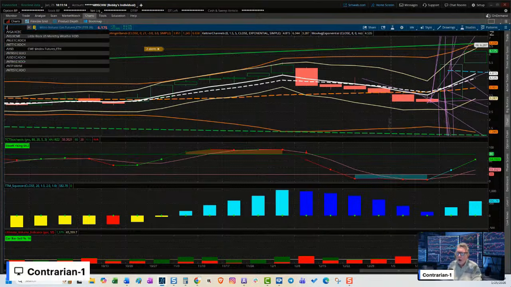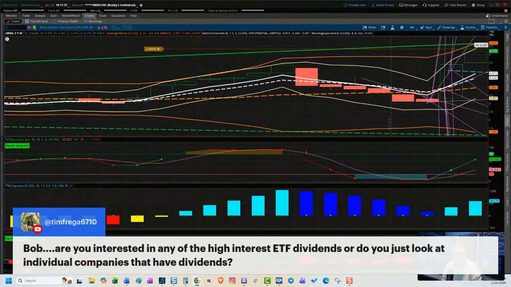And let's move on. Let's say hello to folks coming in here. Bob, are you interested in any high interest ETF dividends, or do you just look at individual companies that have dividends? All right, great question. With members, I'm going to be talking about a stock that we're watching this coming week. We'll be putting on a long position. It is a food play. So to answer your question directly, no, I do not buy at current high interest ETF dividend payers.